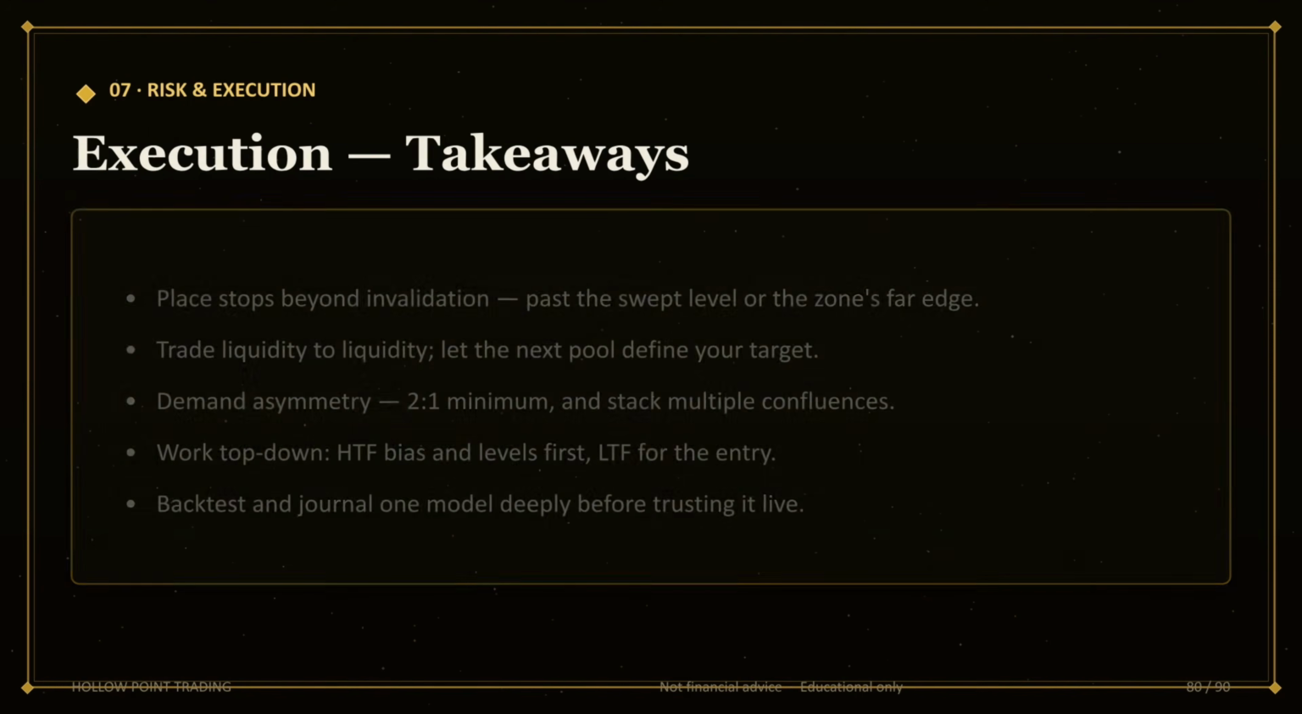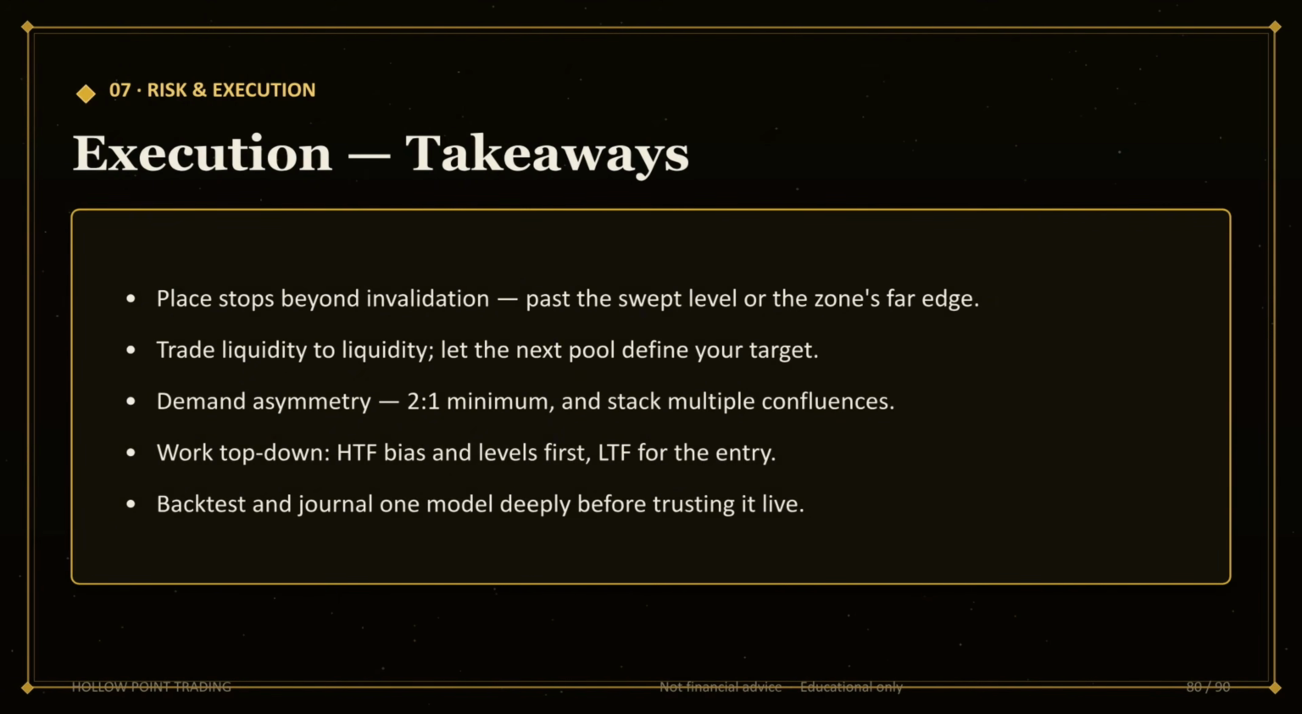To recap your execution process, place stops beyond your invalidation point, trade liquidity to liquidity, and always demand asymmetry in your risk-to-reward ratio. Work top-down and ensure you have thoroughly backtested your specific model before trusting it with live capital.